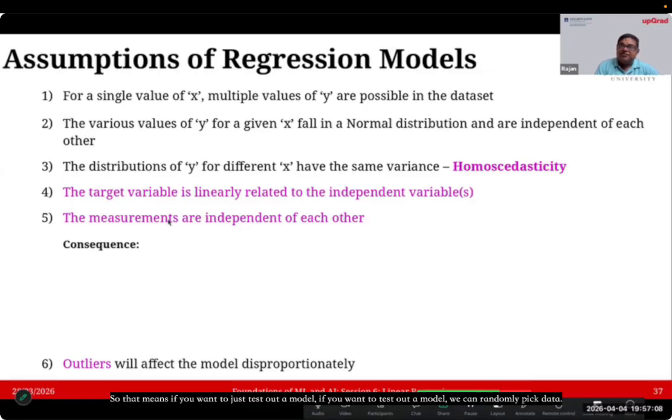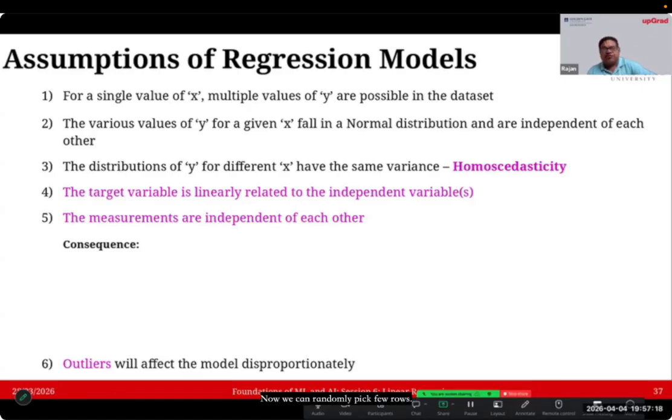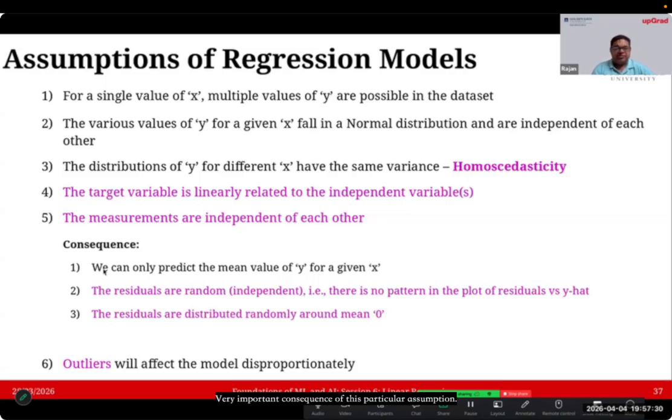So that means if you want to test out a model, now if you look at this data, you could randomly pick a few rows and use that to test the model. You could see a few very interesting things. That's a very important consequence of this particular assumption.